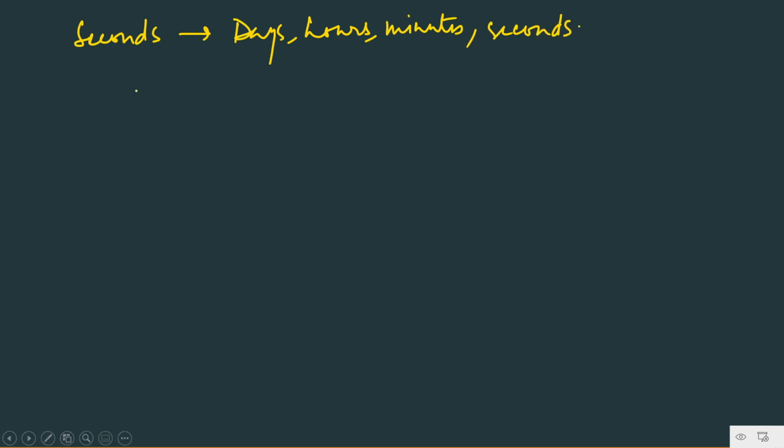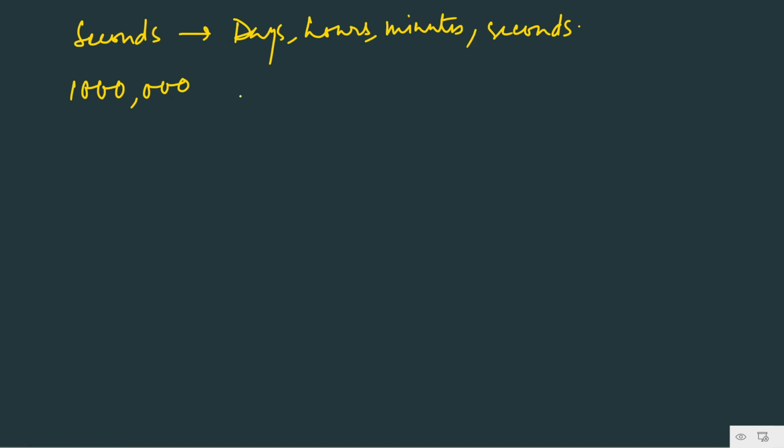So if you consider a large amount of value which is measured in seconds, right? Let's say 100,000 or something, or even more than that, maybe let's say a million, right? A million seconds. If you have a million seconds, how much is it in days, hours, minutes and seconds, right?